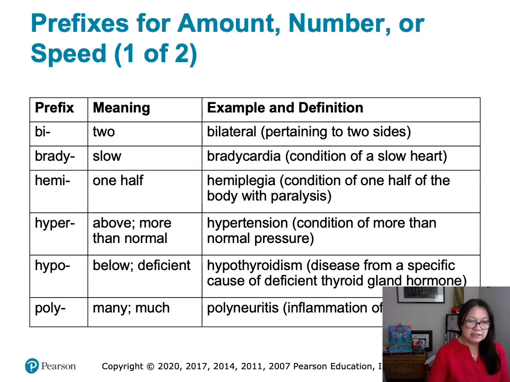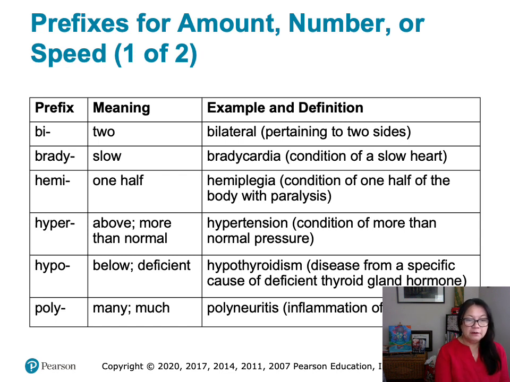As previously mentioned, the second category of prefixes is related to amount, number, or speed. Let's consider some examples. The prefix bi means two, so the word bilateral means pertaining to two sides. The prefix brady means slow, thus the word bradycardia means condition of a slow heart. The prefix hemi, which means one half. An example using this prefix is hemiplegia, which means condition of one half of the body with paralysis, or half of the body is paralyzed.